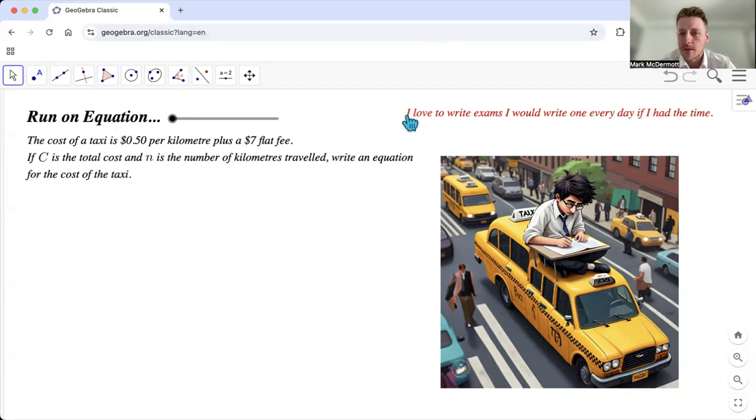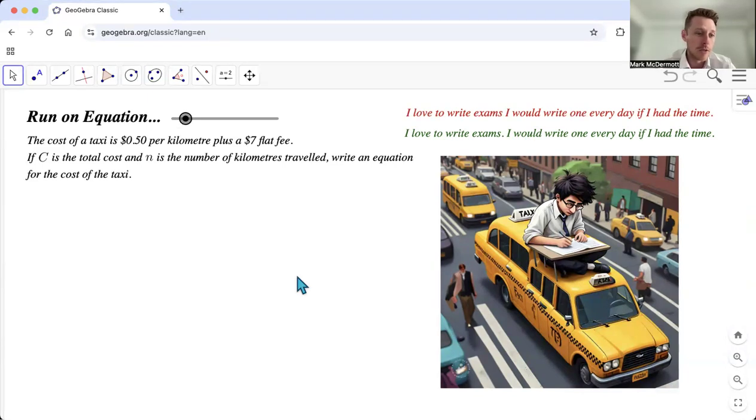So if we just look up here for a moment and think about this sentence, if we just read it, it says, I love to write exams. I would write one every day if I had the time. Hopefully, you realize that's actually in English what's called a run-on sentence because there's no punctuation there. We've got two independent clauses, no punctuation to separate them. So the way we'd actually correct that is we would say this: I love to write exams, full stop. I would write one every day if I had the time. And I think there's something that students do when they're doing working out that's very similar to that.